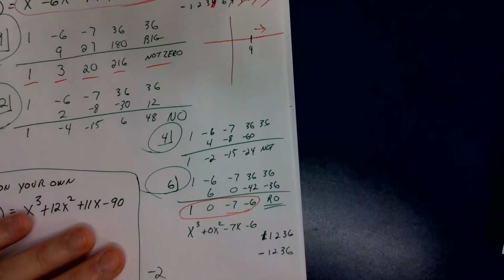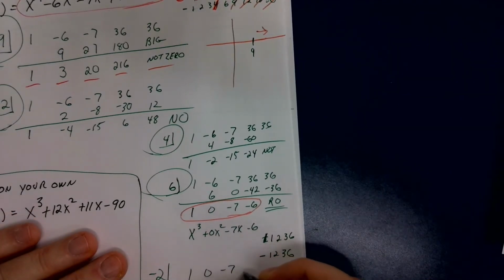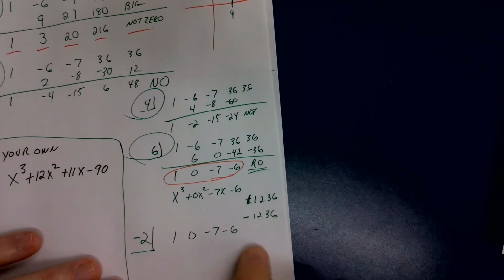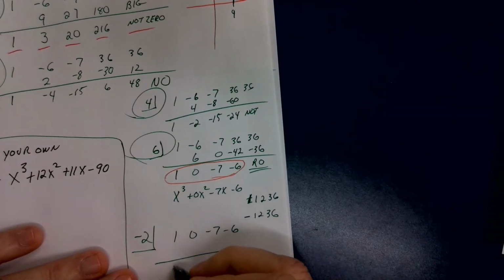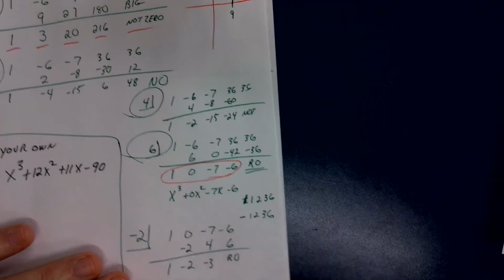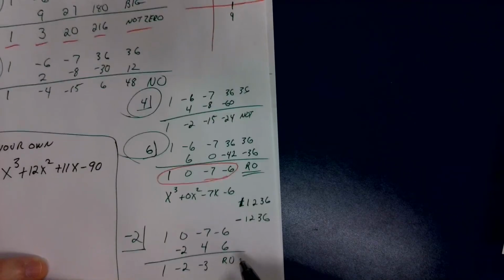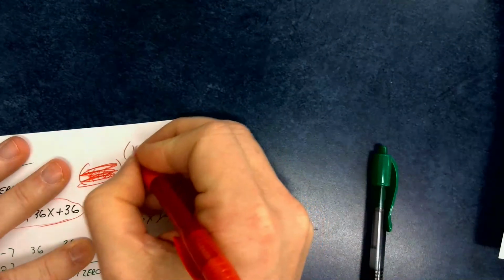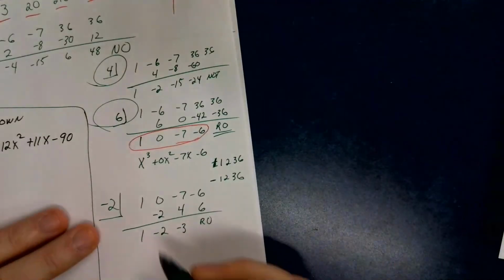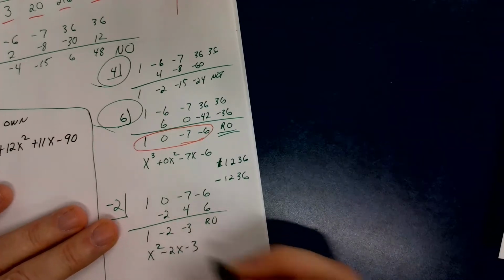So I'm going to try negative 2. So put that in my thing. 1, 0, negative 7, negative 6. Good. 1, negative 2, negative 2, 4, negative 3, 6, remainder of 0. Hey, that worked. If that worked, now I know, since negative 2 was a 0, then x plus 2 is a factor, and my new polynomial that's left is x squared minus 2x minus 3.